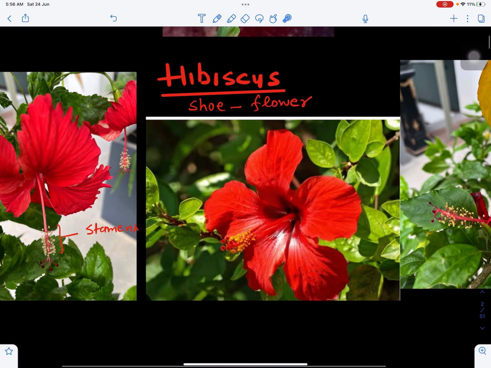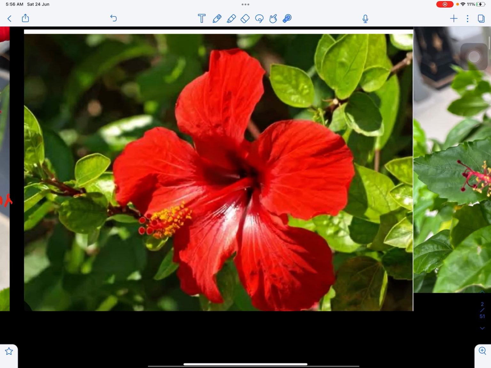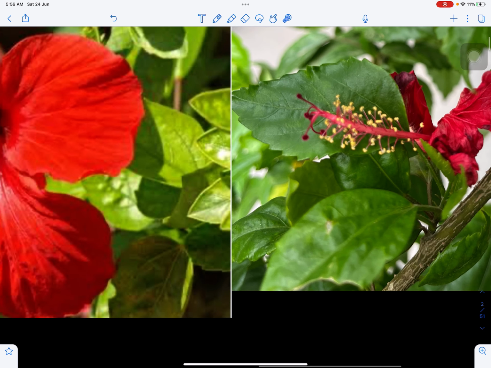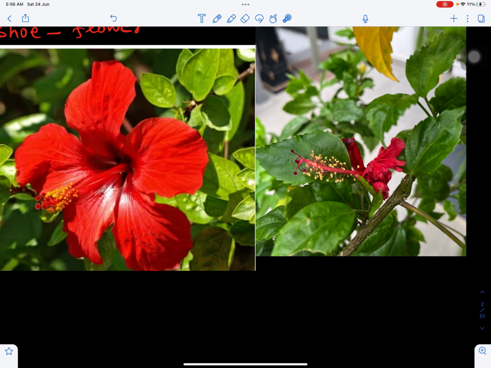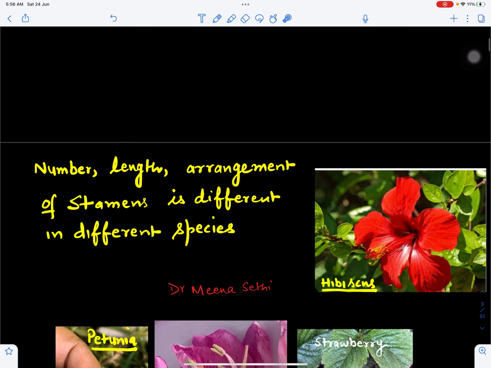If we see the flower of shoe flower or hibiscus, this yellow part attached to a stalk on this central axis is called the stamens. Here the stamens have matured and turned yellow in color. If we touch them, you will have yellow particles on your fingers, and those are called pollen grains. They have matured and can release the pollen grains now. When the anthers break up, the pollen grains are released. This is also called dehiscence of the anther.